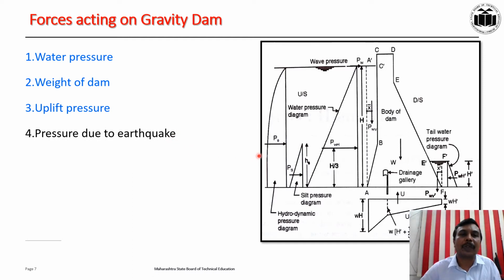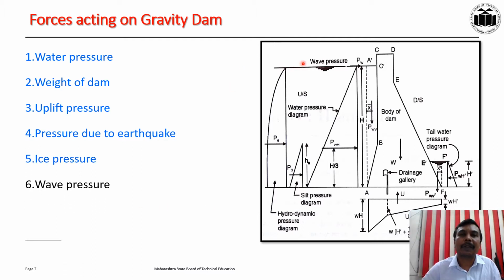Fourth one is the pressure due to the earthquake. This is also called the seismic pressure. See here, you are finding the pressure diagram, the hydrodynamic pressure diagram. Fifth one is the ice pressure. It is relevant in areas where the temperature falls below 0 degrees, ice forms, and it exerts pressure.